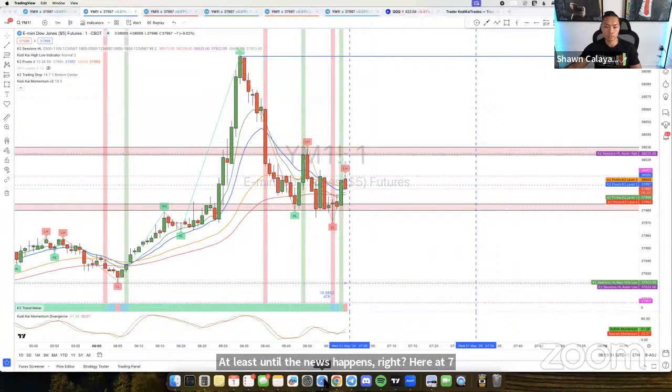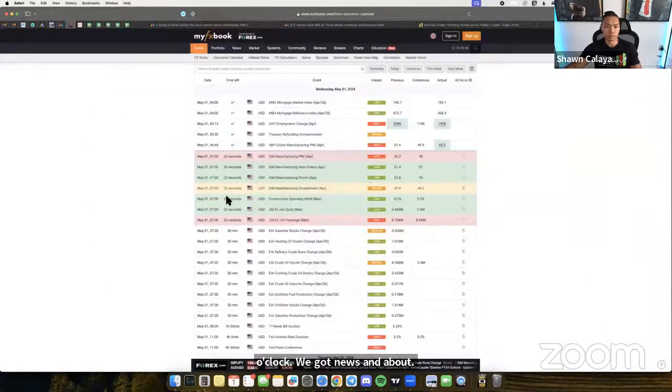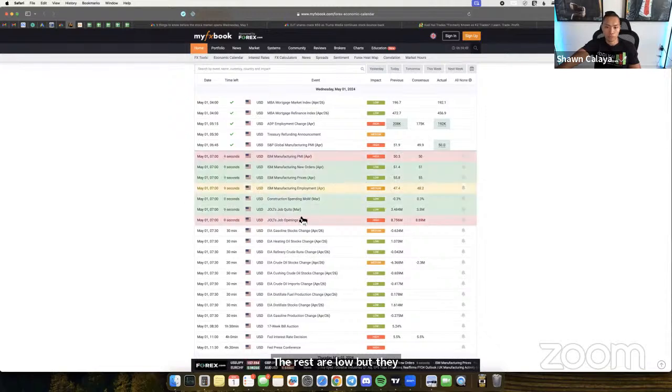We'll see how price reacts to it. It's a lot of news too. We have 1, 2, 3, 4, 5, 6, 7 news events right here at 7 o'clock. 2 of them are high impact, one's medium impact. The rest are low, but they kind of go hand in hand. All the ISM are together. JOLTS job openings are together as well.